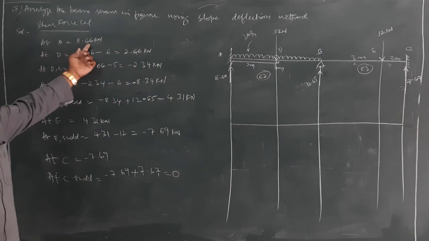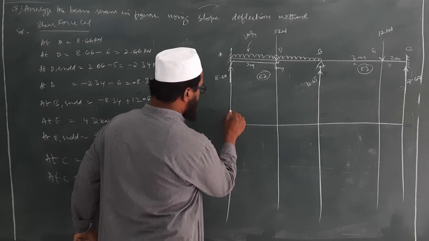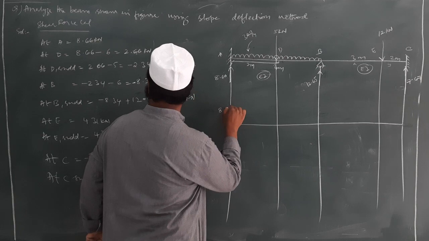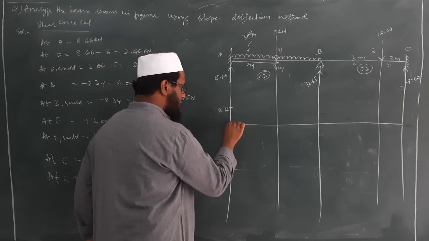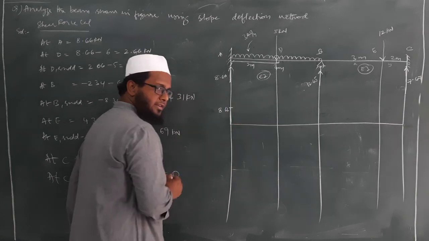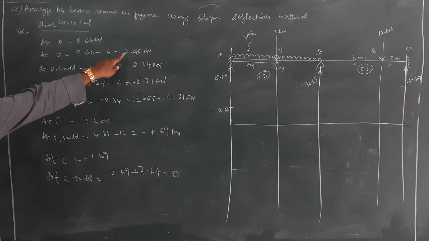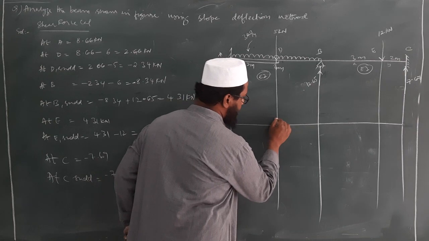So at A it is 8.64. So 8.64 somewhere here. 8.666 actually. So as soon as you mark the point, you join it. Okay. Next, what is the next value we have? At D it is 2.66. So somewhere here.